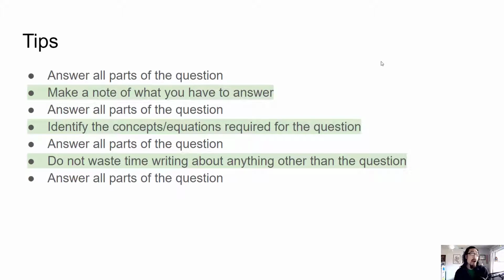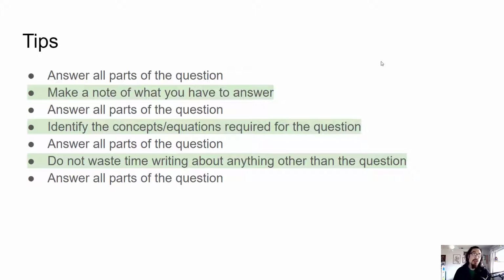All right, here are some tips. The things I have highlighted are the things I'm going to go into more detail with on their own slides. First of all, you've got to answer all parts of the question. If there's a part of the question that is part of the problem, you've got to answer it. And I'll show you why that is the case. The big reasoning behind it is that if they have a very specific part of the question they are asking for, usually there's a point value assigned to that one part. So with that in mind, make a note of what you have to answer.